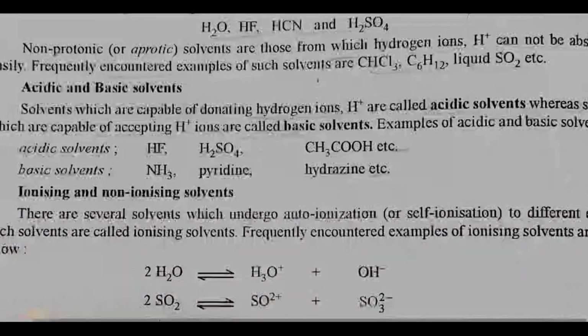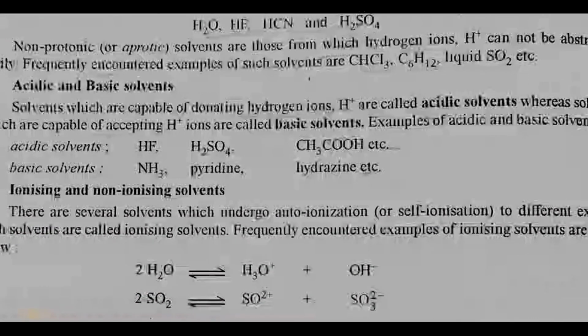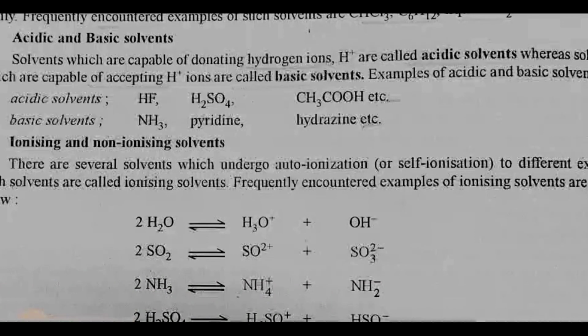Acidic and basic solvents. Solvents which are capable of donating hydrogen ions H+ are called acidic solvents, whereas the solvents which are capable of accepting H+ ions are called basic solvents. Examples of acidic solvents are HF, H2SO4, CH3COOH, etc. Basic solvents are NH3, pyridine, hydrazine, etc.